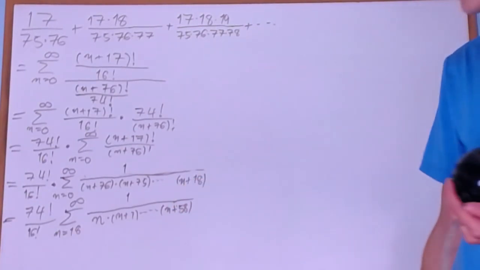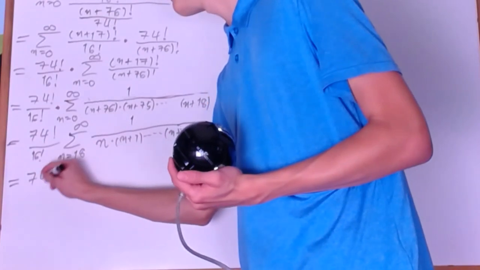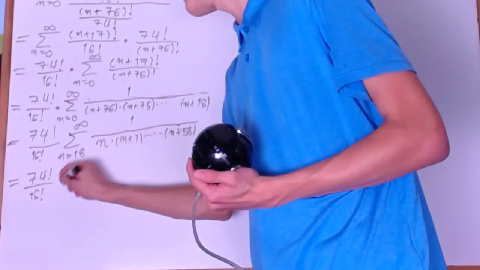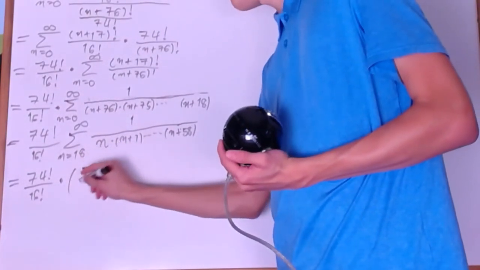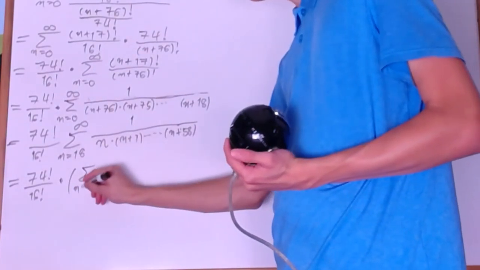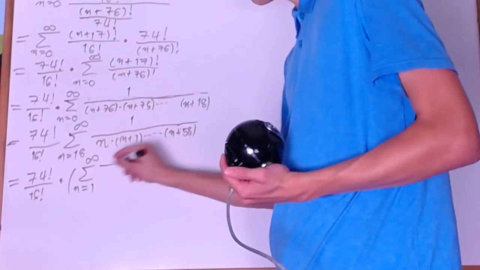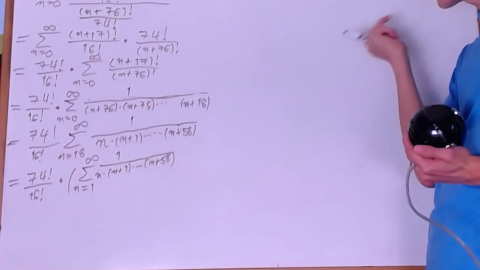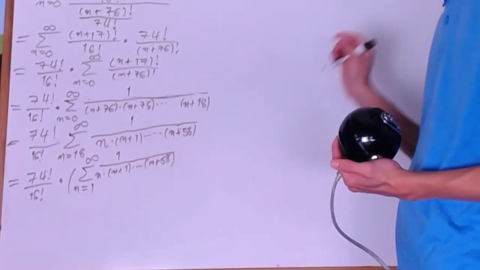Now, what was the point of translating it like this? Well, it's so that I can write it out in a different way. So it's going to be 74 factorial over 16 factorial times, what's it going to be now? Well, it's going to be the sum from n equals 1 to infinity of this same thing, except I can't just do that. I can't just change the lower bound out of nowhere. There's a bunch of extra terms.